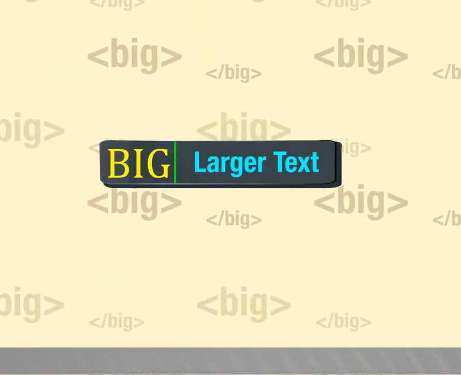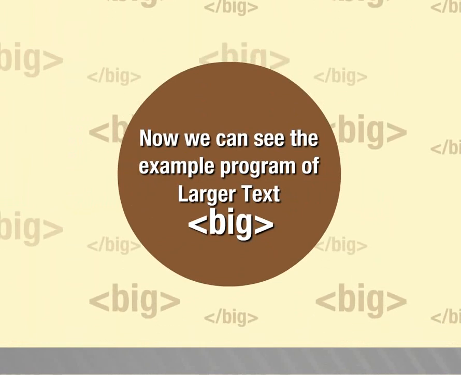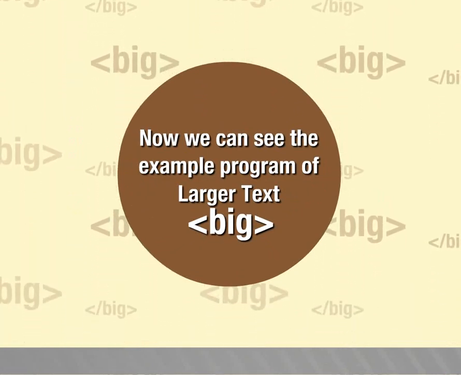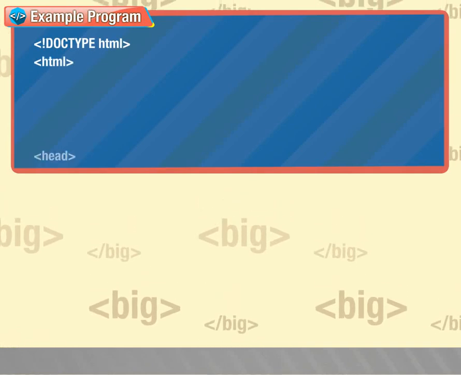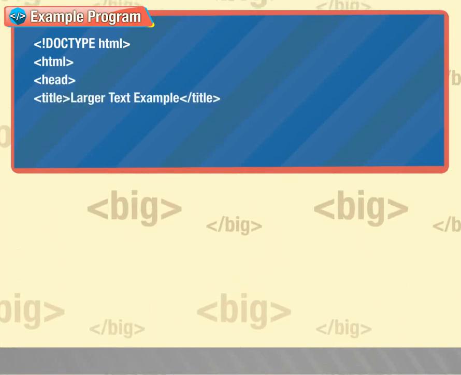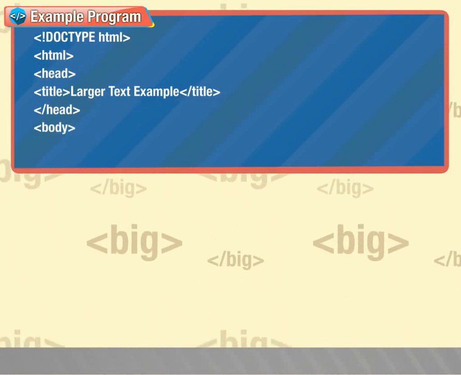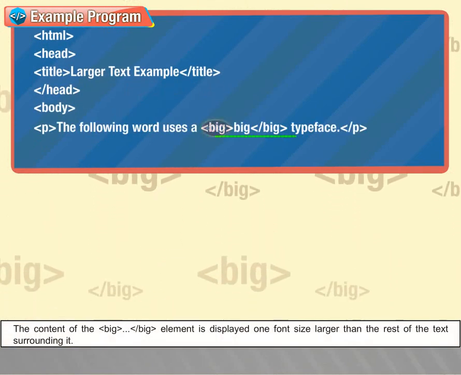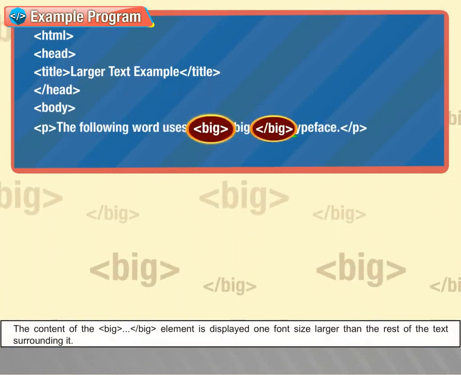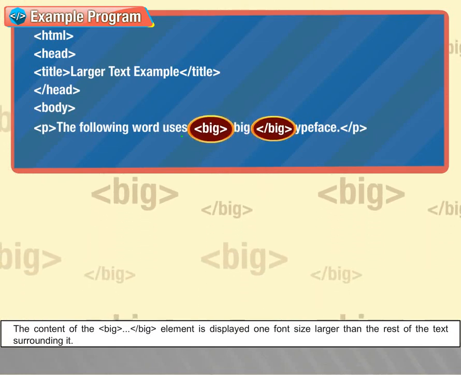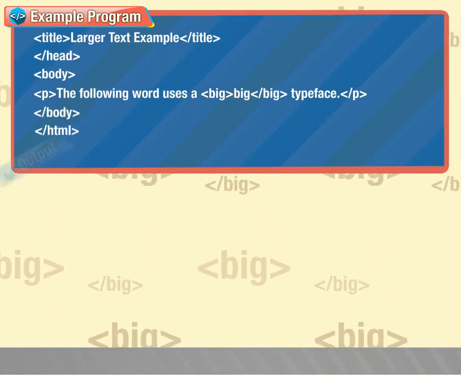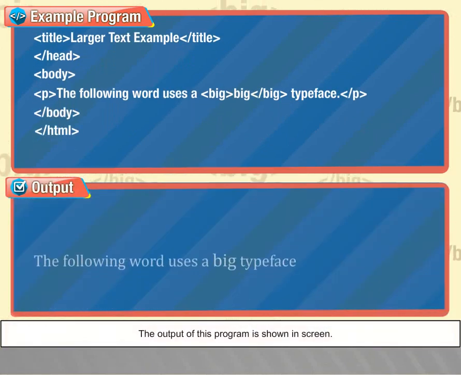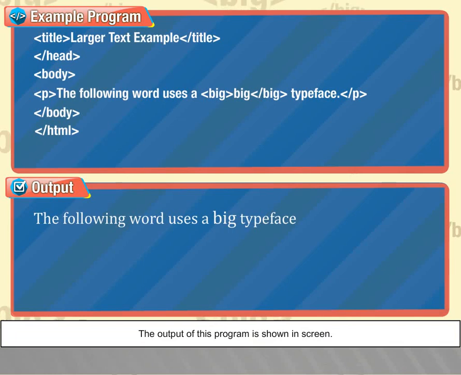Larger text. Now we can see the example program of larger text. The content of the BIG element is displayed one font size larger than the rest of the text surrounding it. The output of this program is shown in screen.